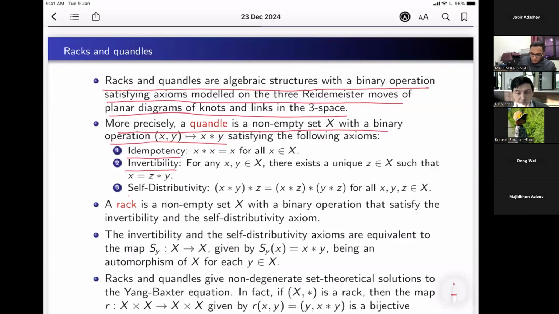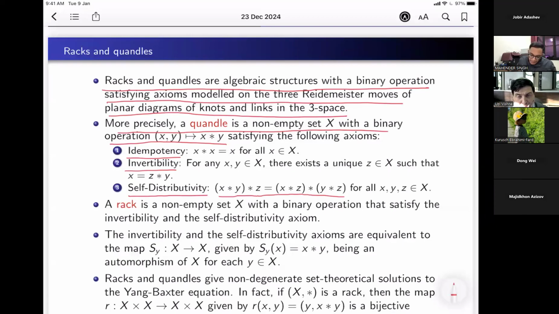And the third, the most important identity is the right self-distributivity. So you see the identity is (X star Y) star Z is the same as (X star Z) star (Y star Z). So there are 3 defining axioms for a Quandle. One is the idempotency, second is the invertibility, third is the self-distributivity.